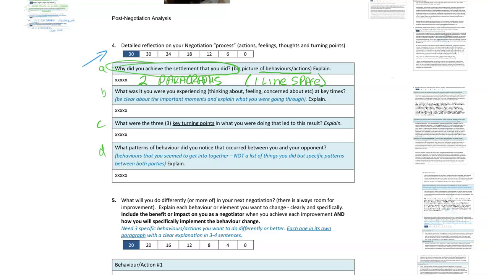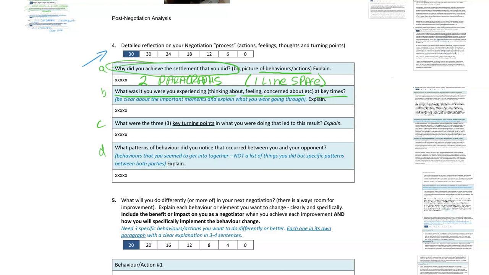Next question, what was it that you were experiencing? And this is when we get into feelings and thoughts. What were you thinking about, feeling, concerned about, and so on at key times? At key times, that's really up to you to think about when that was important. But usually we look at things when they were most significant and see, when I was really feeling stuck, what was I feeling? What was I thinking?